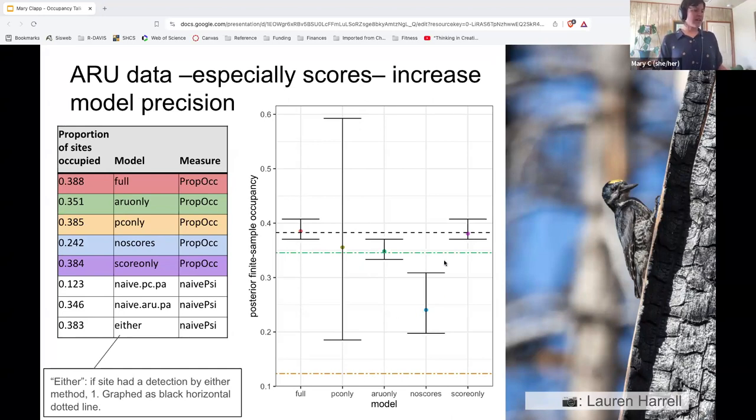Also of interest is that this is the knockout that took out the scores and only used the ARU detection matrix. And we can see that it really underestimates occupancy and also has higher variance than any model that contains the scores. So this one, the first, third, and fifth in the model. And so this suggests that the scores contain so much information that maybe even including those threshold detections might not be necessary.